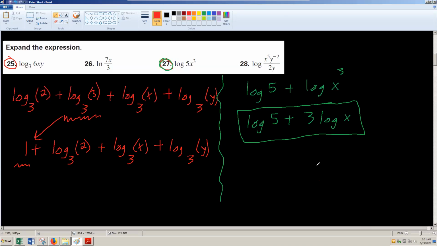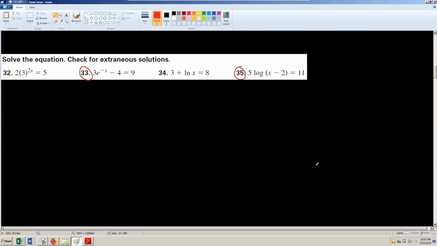Let's look at the next one here. Looking at 33. So here we want to solve, and then make sure you check for extraneous solutions. Again, the biggest extraneous solutions that will come from problems like this are going to be when I'm trying to do some sort of log thing to a 0 or negative number. So just keep that in mind. So here I want to just make sure this is going to be real by plugging it in at the end, and let's start. The first thing I would do is get this thing by itself, the 3e to the negative x.